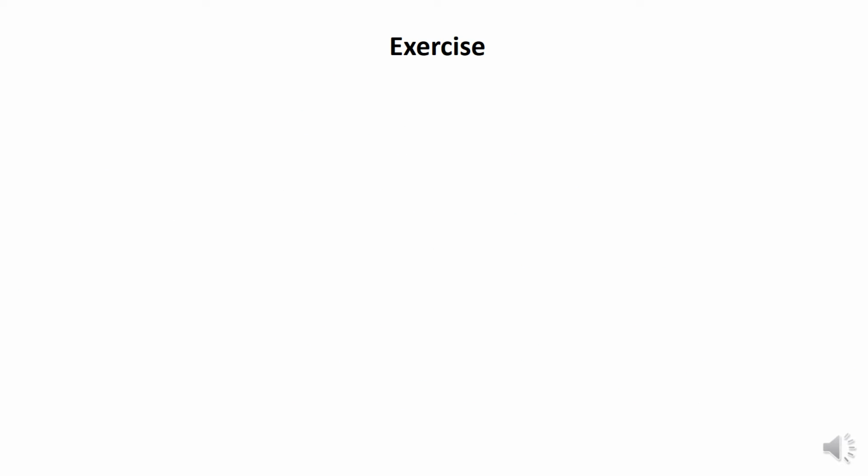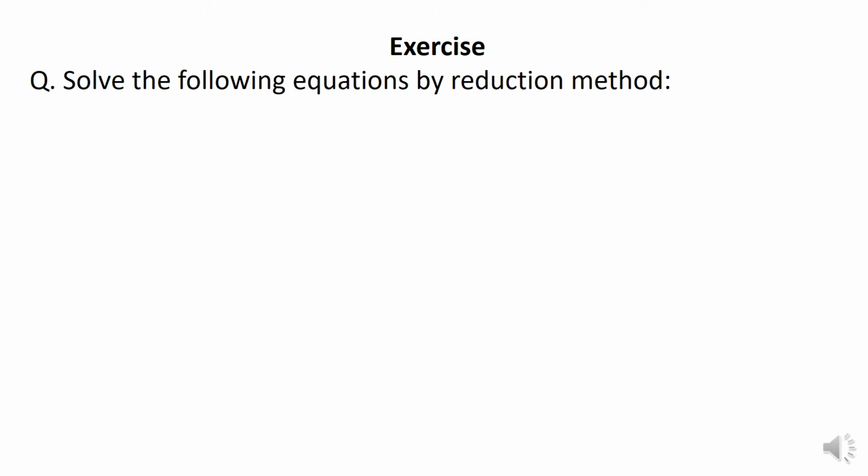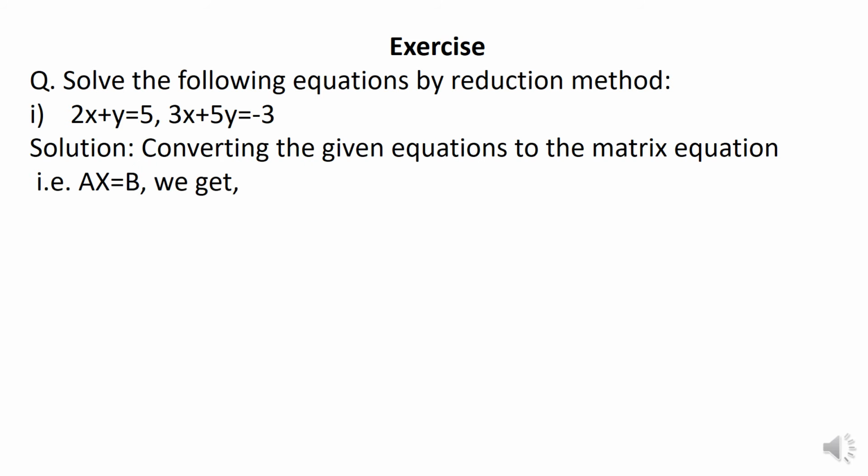We start with the exercise. The question given here is: solve the given equations by the reduction method. The first question involves equations with only two variables, that is x and y. So we convert it into the matrix form, that is AX = B. Thus we get this particular equation.